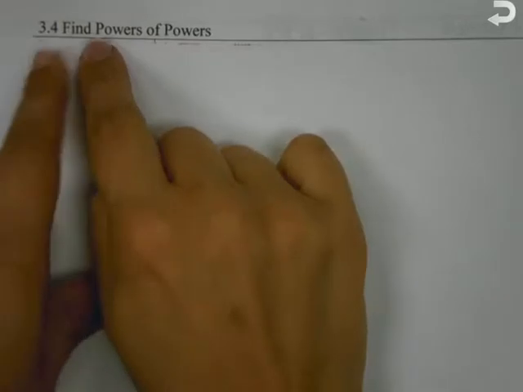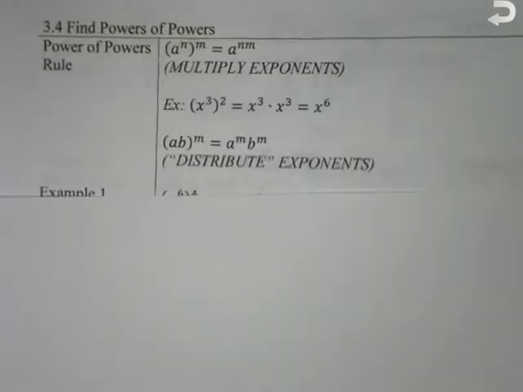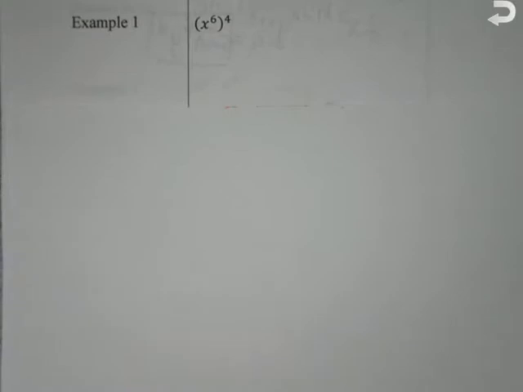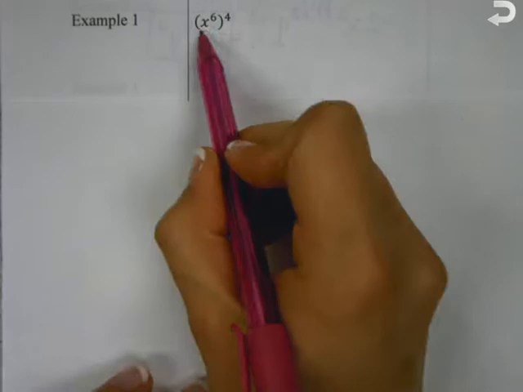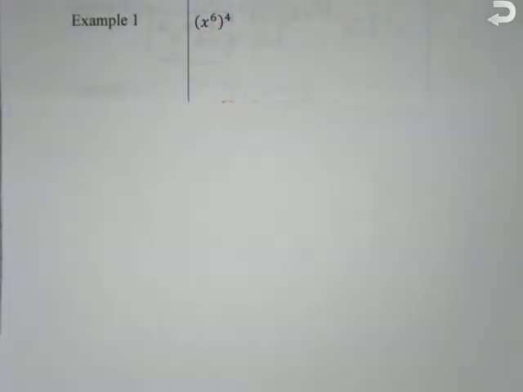Alright. Okay, guys, so yesterday we multiplied powers together. Today, 3.4, we're going to take those powers and raise them to a power. So before I give you the rule, let's do the first example and see if we can figure out the rule for ourselves. So, first example. Example 1: x to the 6th power, all of that to the 4th power.